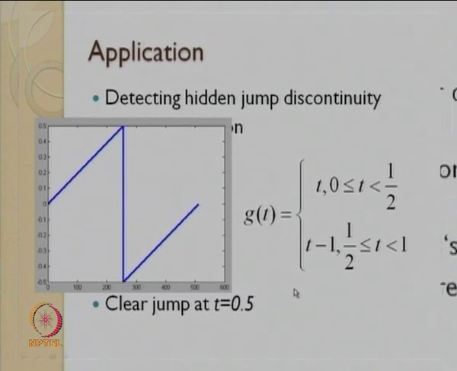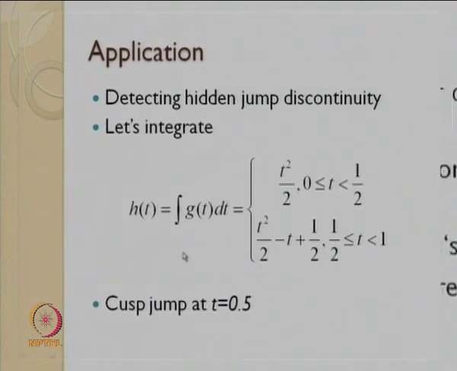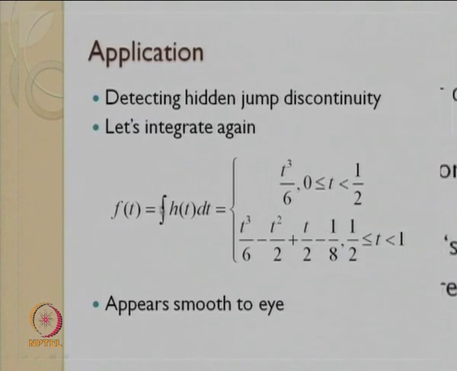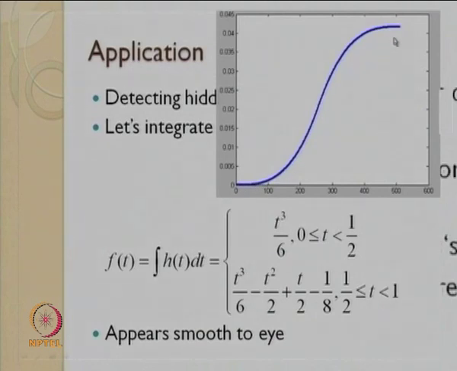And so, we thought of complicating the matters a little, and we did the integration of this g of t, and we generated h of t. And then we realized that the clear jump has been converted into a cusp jump at time t equal to 0.5. And now, my h of t indeed looks like this, and still there is this cusp jump. So, we thought of complicating the matters even further, and we did the integration of h of t to actually find out f of t. And now this f of t is very, very smooth. And at least with the naked eye, we cannot sense the presence of discontinuity or a jump.